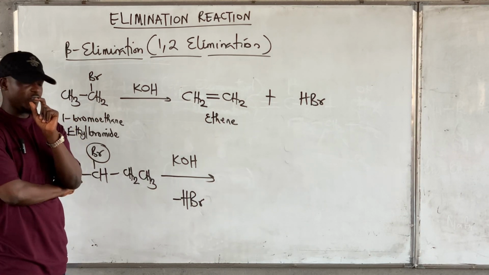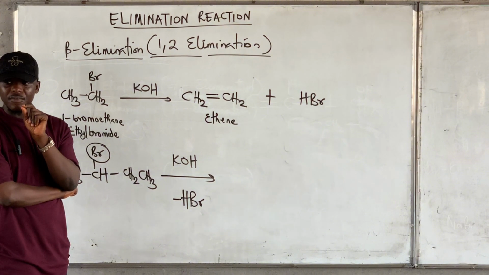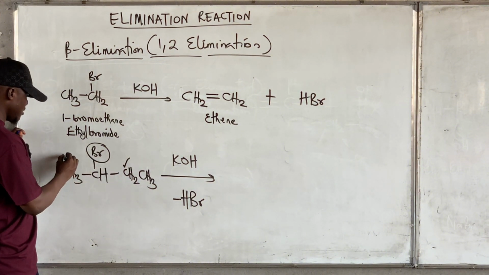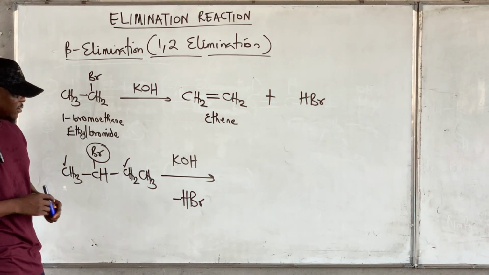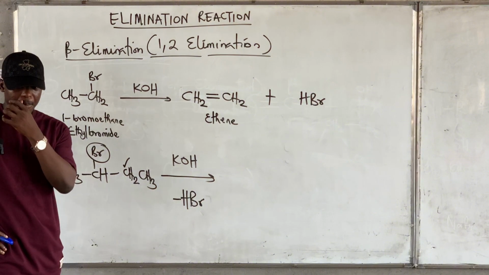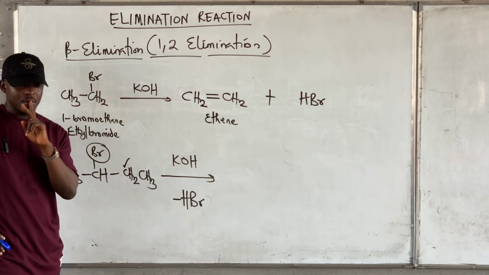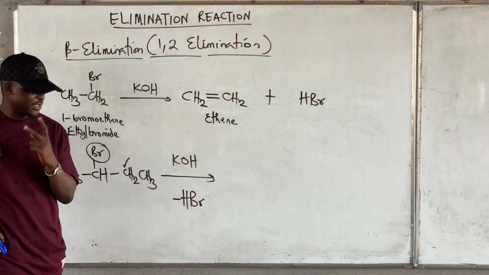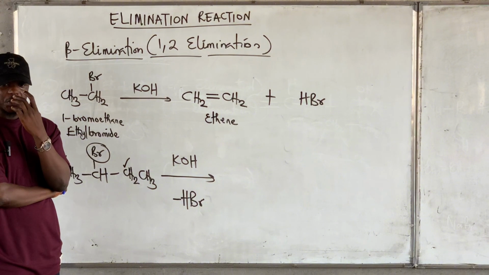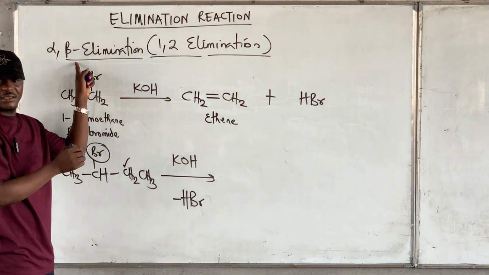Now, bear this at the back of your mind: the hydrogen that is going to come out is the hydrogen on the adjacent carbon, that is, the carbon directly attached to this. We have two of such carbons, this and this. Between these two carbons, which of them is the hydrogen going to come out from? Now, we're going to have two products. Listen, the carbon bearing the halogen is called the alpha carbon. That is why most of the time they also call it alpha beta elimination.